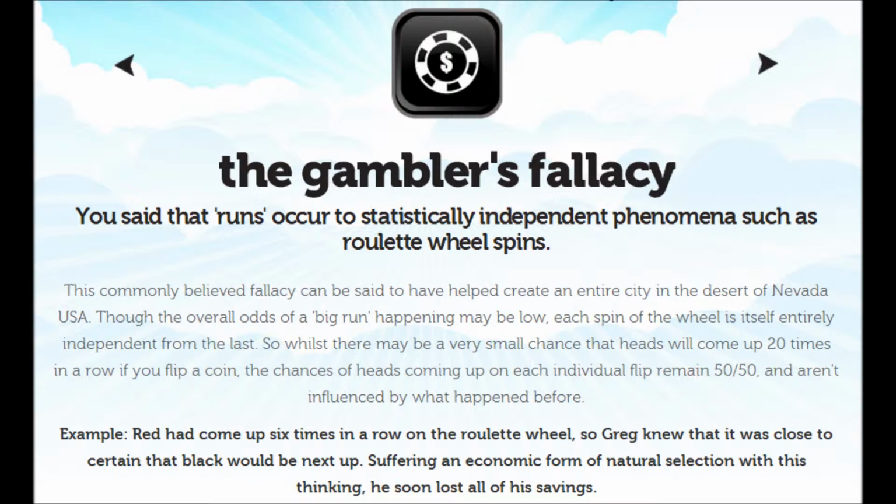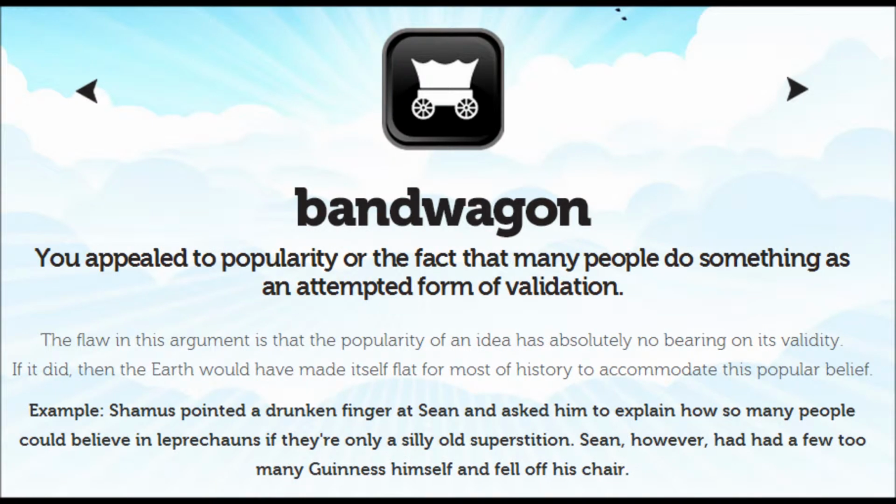14. Bandwagon. You appeal to popularity, or the fact that many people do something, as an attempted form of validation. The flaw in this argument is that the popularity of an idea has absolutely no bearing on its validity. If it did, then the earth would have made itself flat for most of history, to accommodate this popular belief. Example: Shamus pointed a drunken finger at Sean, and asked him to explain how so many people could believe in leprechauns, if they are only a silly old superstition. Sean, however, had had a few too many Guinness himself, and fell off his chair.